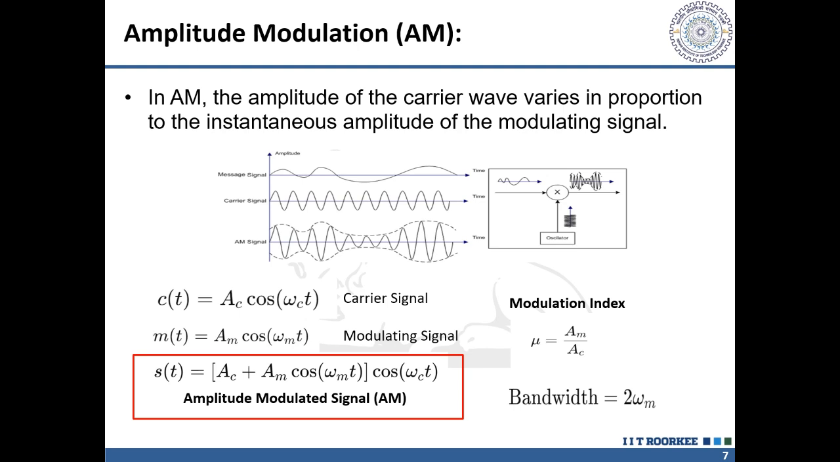First one is amplitude modulation. In amplitude modulation, the carrier wave varies in proportion to the instantaneous amplitude of the modulating signal. It varies the amplitude part of the signal. The carrier signal is this, and when the modulating signal is fed into the modulator, the amplitude modulated signal comes out as this. The modulation index is Am by Ac, and the bandwidth of the signal is twice the angular frequency of the modulating signal.